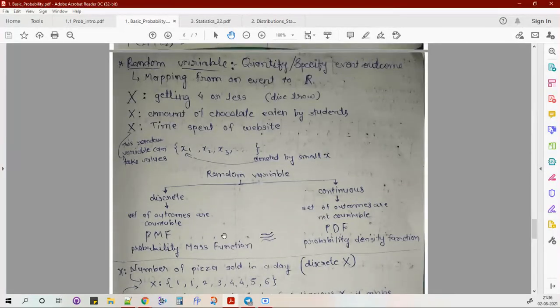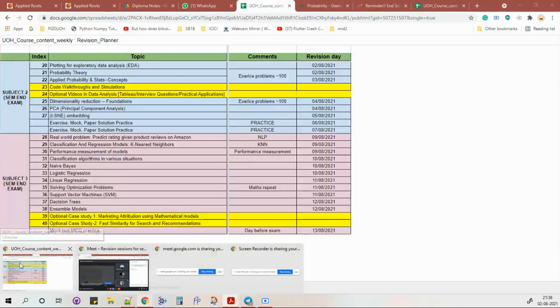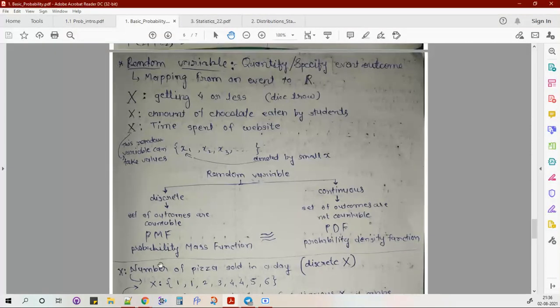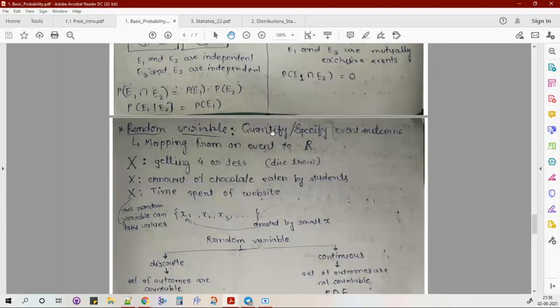There is a very big difference between PMF and PDF. I was just reading that before starting the session. I guess I have closed all the tabs. But what's the main difference between PMF and PDF, and what does the y-axis represent? Okay, so let's start with the random variable.